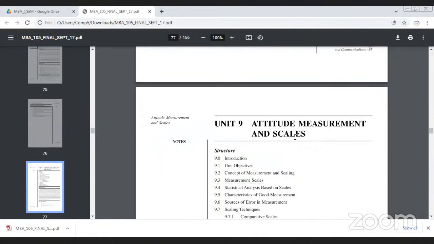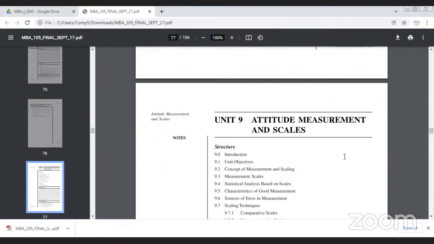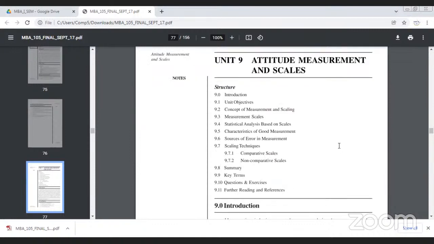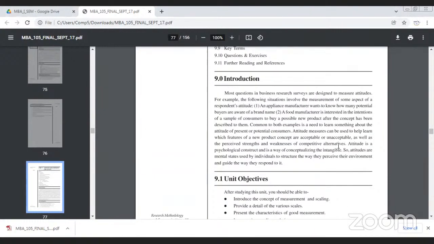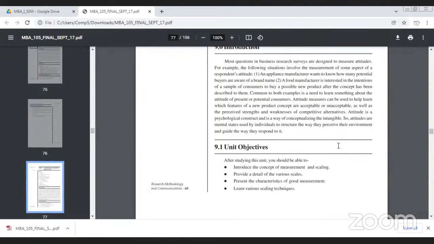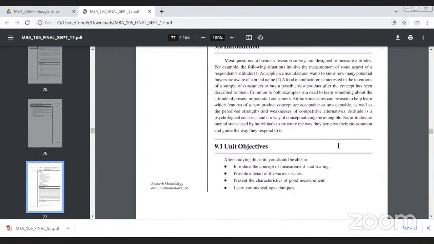Attitude measurements and scales. Concept of measurements and scaling, measurement scale, statistical analysis based on scale, characteristics of good measurements, source of errors in measurements and scaling techniques. First is unit objective: concept of measurement and scaling, provide a detail of the various scales, presents the characteristics of a good measurement, learns various scaling techniques.